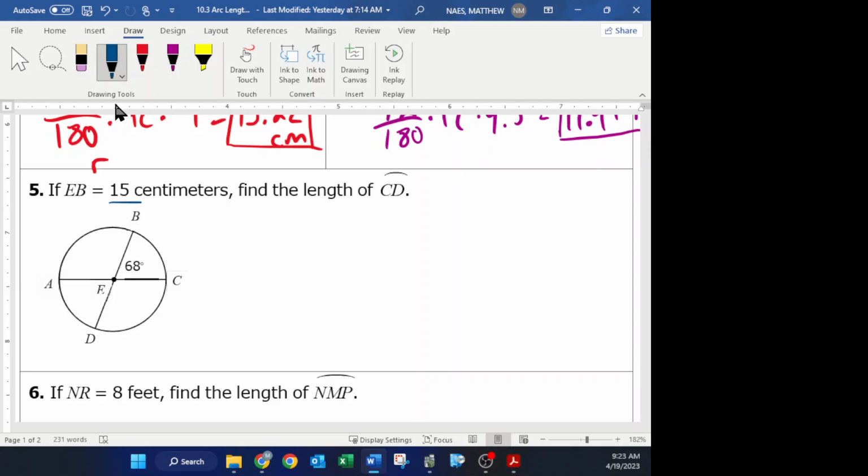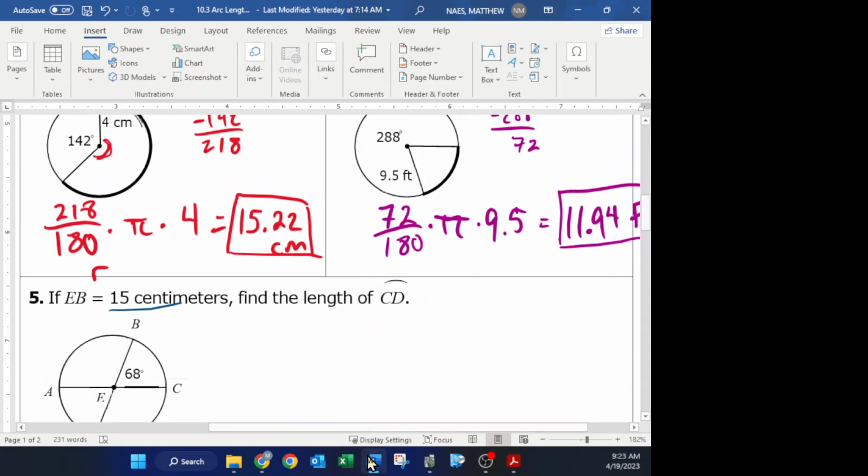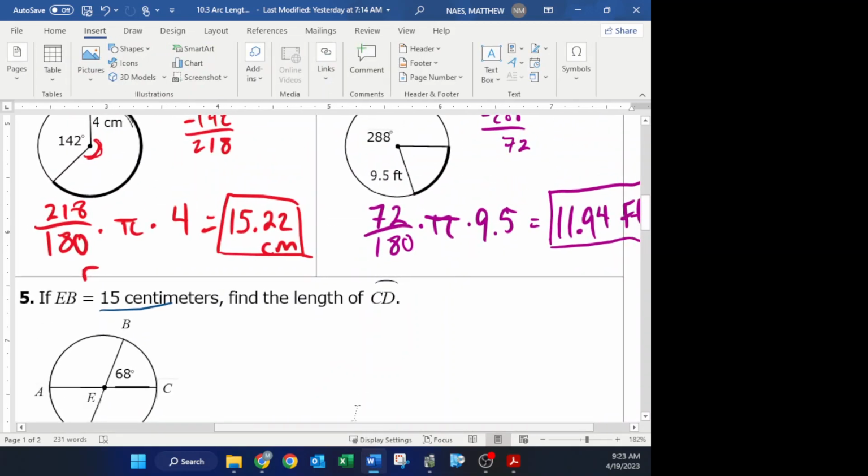So again, here we're given r, but we don't know what x is. Okay, so r is 15. Now it says find the length of CD. So we're trying to find the length of CD, but we're not given the measure there. But since DB is a diameter, we're going to do 180 minus the 68 to give the angle measure, which is 112.